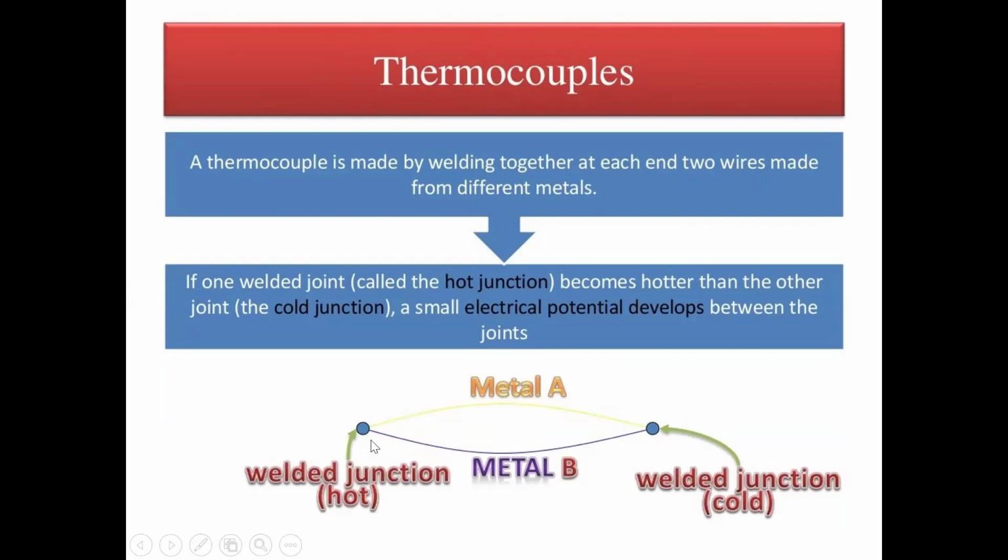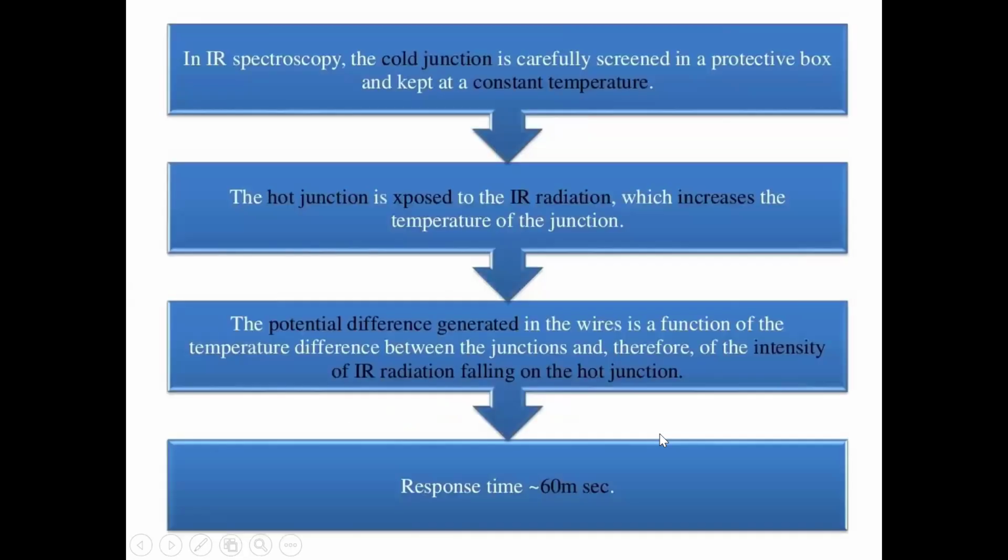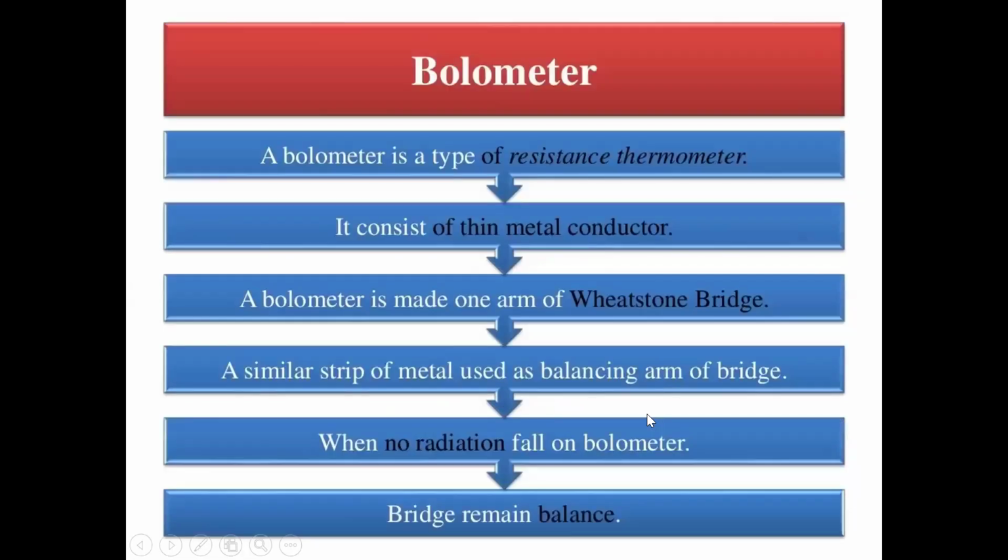First junction దగ్గర IR light is made to incident at the first junction. So this gets heated and other junction is maintained at low temperature because there is no IR light falling on this junction. So this is at higher temperature when compared to the other junction. Then potential difference is created. The potential difference is proportional to the intensity of the IR radiation.